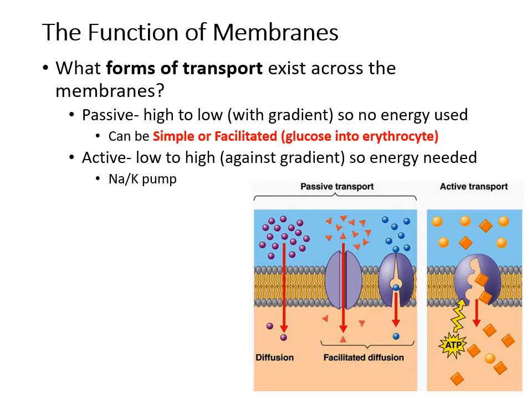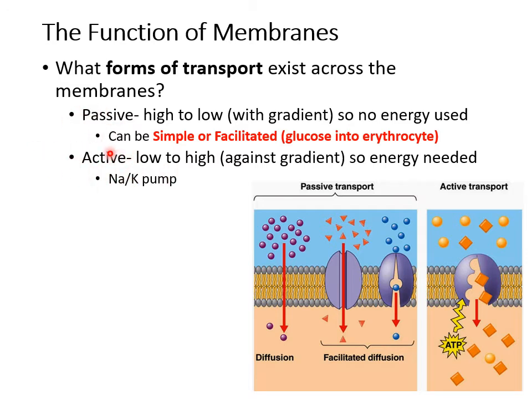Now that you're comfortable with the components or the structure of the membranes and those proteins within them, it's important to think about the actual function. And one of the main functions when it comes to your plasma membrane is to be able to transport things across into and out of the cell. Now, there are different forms of transport that I want you to be familiar with. There is passive transport and there is active transport.